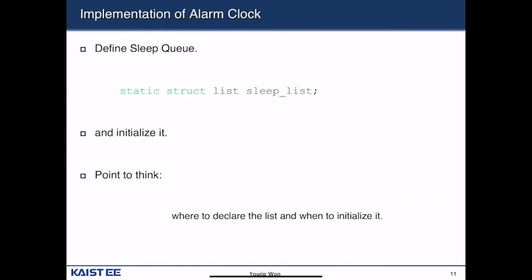So these are the implementation details. First, we have to define the sleep queue, the sleep list. You can name it yourself, but you have to define it as a sleep list, and then you have to initialize it, of course. For every data structure, you have to initialize it properly. So the point to think about is where to put the declaration statement, and when we are going to initialize it. This part is left to you to implement.